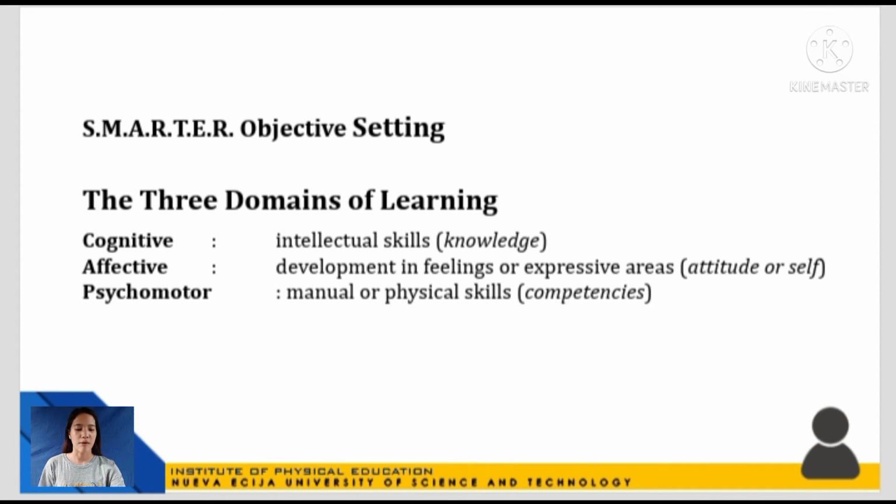Next, the affective. Affective pertains to the development in feelings or expressive areas. Basically, it is all about one's attitude or self-reflection. So, when we say affective, nakapokus siya sa feelings and emotion ng learners. So, lastly, the psychomotor. Psychomotor pertains to manual or physical skills that a student may acquire after the discussion of the lesson. It is all about the competencies that a student may acquire. So, when we say psychomotor, nakapokus siya sa physical movement, which is more on practical and activity. So, those are the three domains of learning.